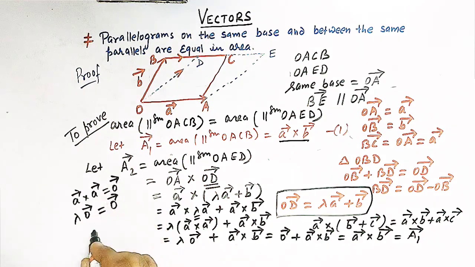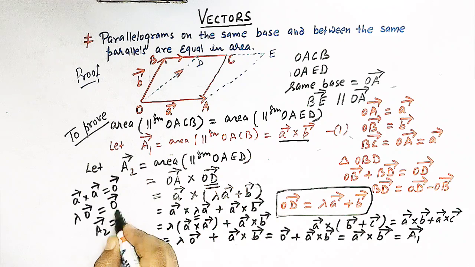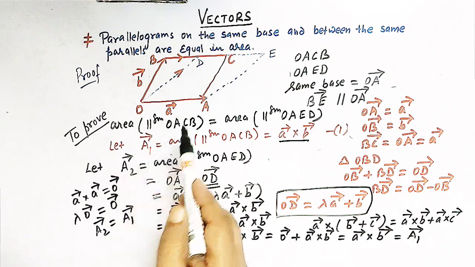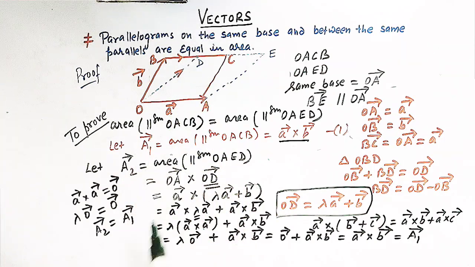So we see that the vector area A2 is equal to the vector area A1, right? So viewers, this is how by using the concept of vectors we can prove that parallelograms on the same base and between the same parallels are equal in area. And remember the vector area, that is vector A1 or vector A2, the direction of both these area vectors is perpendicular to the plane containing vector A and vector B.